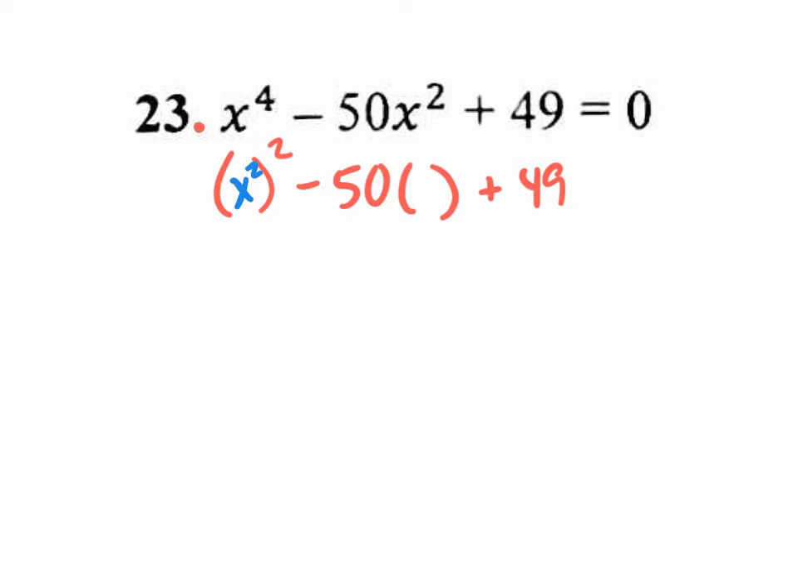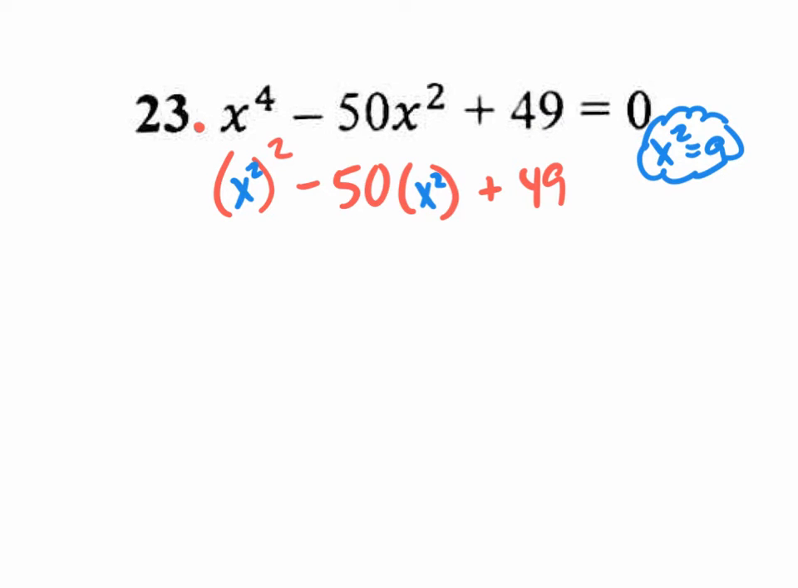X squared and x squared, right? So now this does look like a quadratic. Pretend it's a big giant x: x squared minus 50x plus 49. If you wanted to, you could say, I'm going to replace my x squares with an a. Now, this substitution, a lot of people get messed up with it.